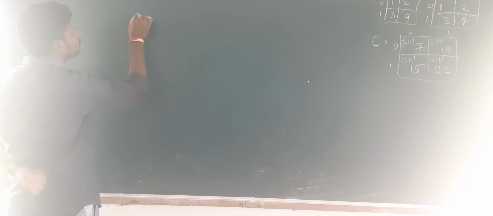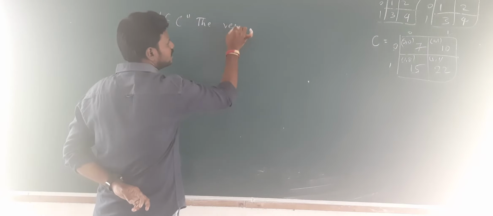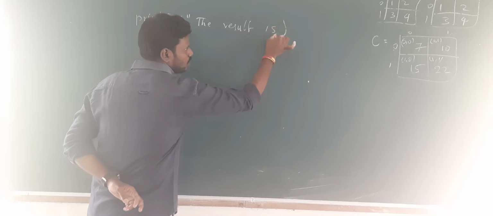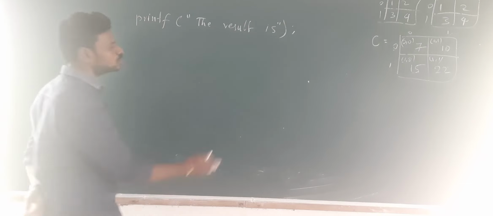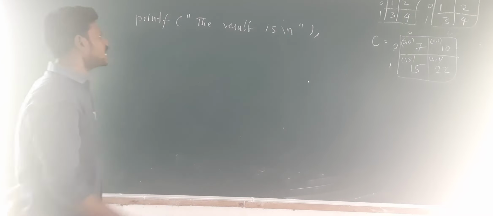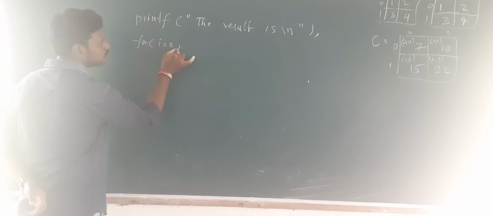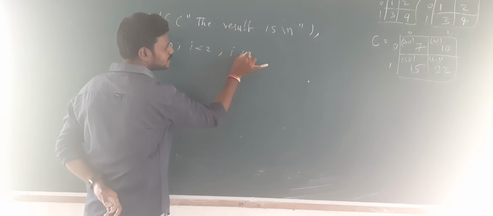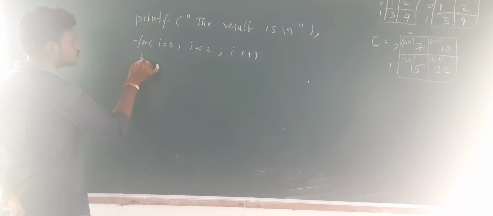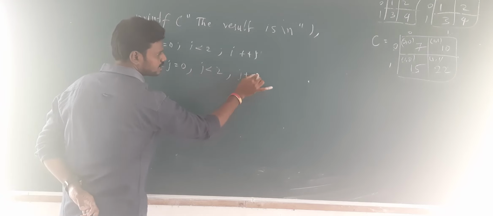Okay. Now I will be saying this. Printf, the result is. Okay, this is my output string. So my output should be printed in a new line, so I will take a new line over here. I will go for the next one. For i equals to 0, i less than 2, and i plus plus. In this, we go for j. For j equals to 0, j less than 2, and j plus plus.